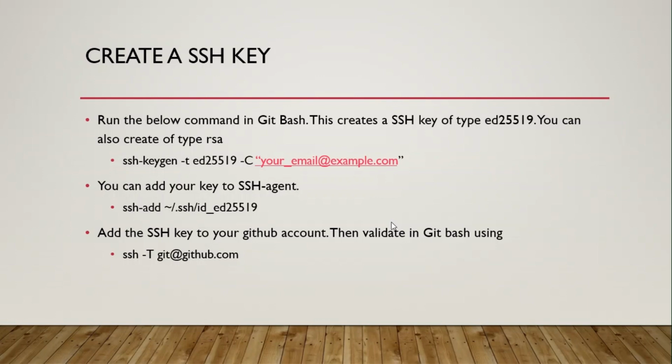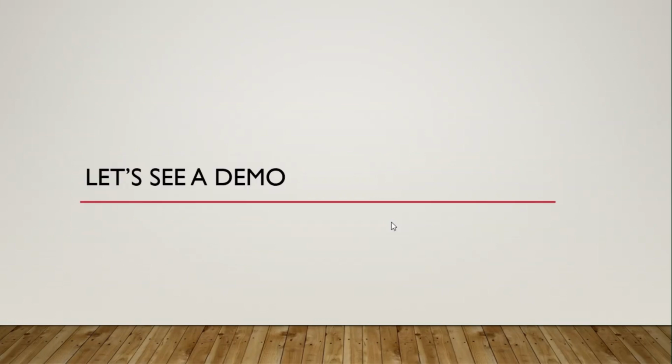Now, once you add that SSH key to your GitHub account, you need to validate it. For that, you can use the ssh -T command. This git@github.com is the SSH signature from the GitHub side. Now, let's see a demo.